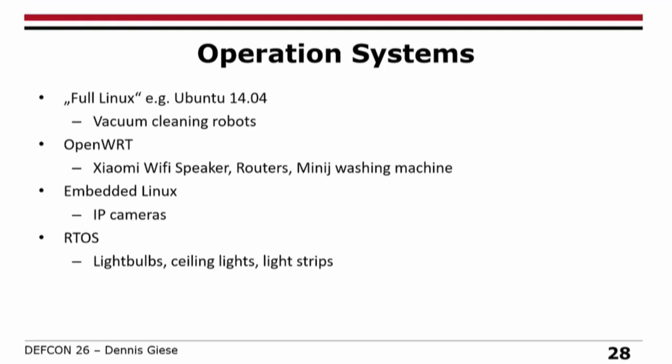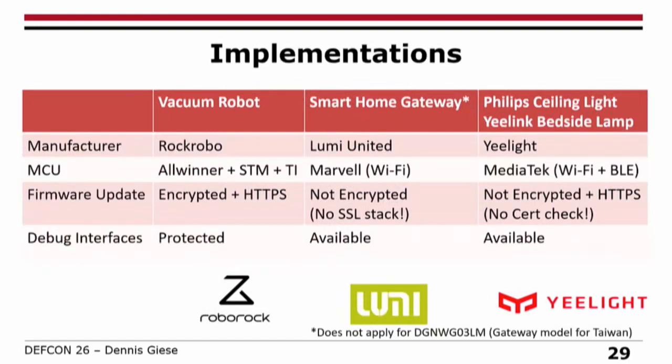Speaking of implementations, they are very different from vendor to vendor, and here's one example. I have, for example, the vacuum cleaner here, which has 3 processors. The firmware updates are encrypted, and they use HTTPS to download them, and all the debug interfaces are closed down. And the manufacturer here is Rockrobo.